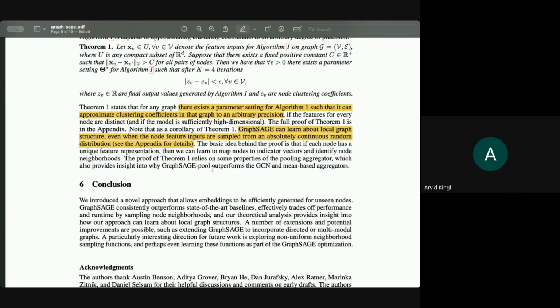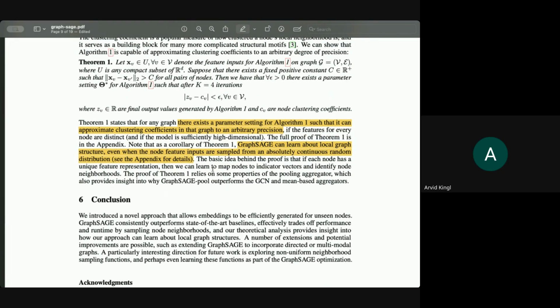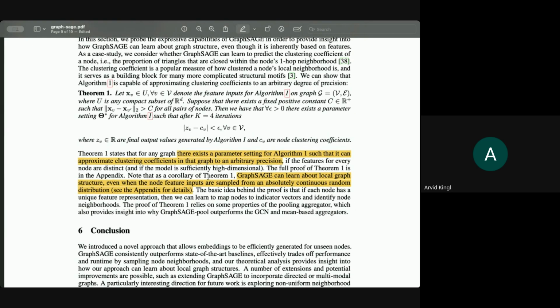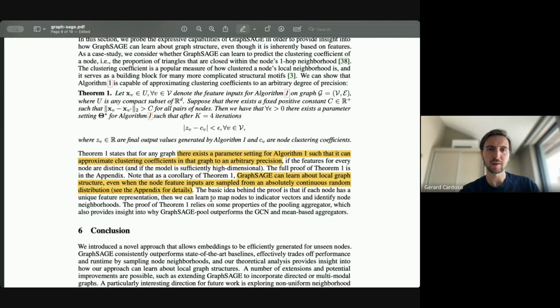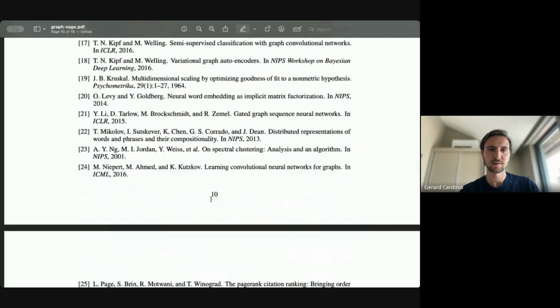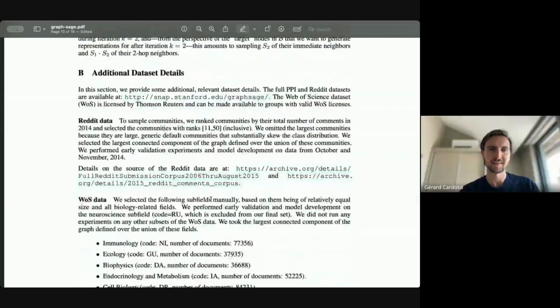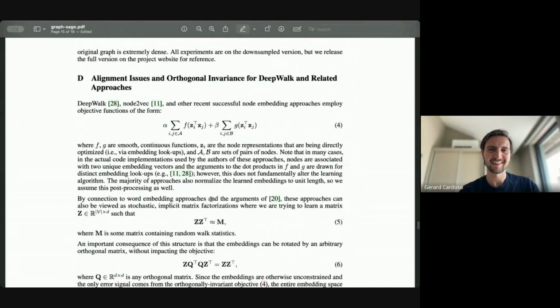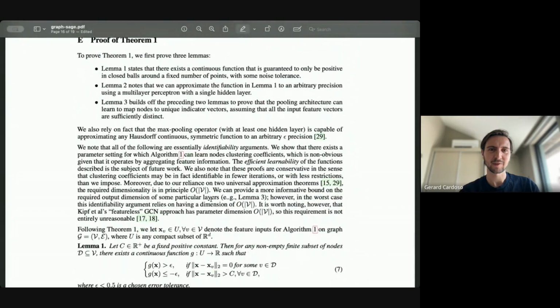Did they actually give a loss function for that, or is it something they just say that there is a combination of parameters that gives you the correct answer? They just prove that there is a set of parameters that can give you the correct answer. But not how to get there. Yeah. How useful. I think, yeah, they have some proof here, basically.